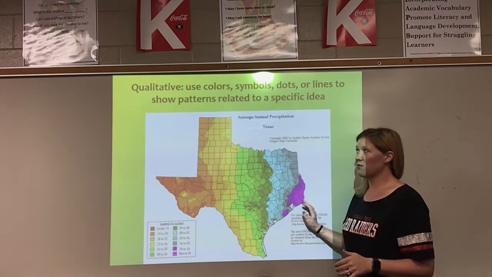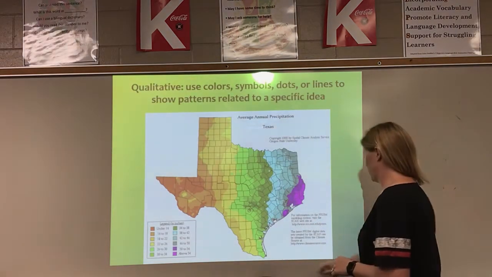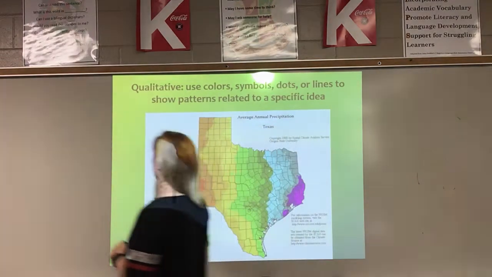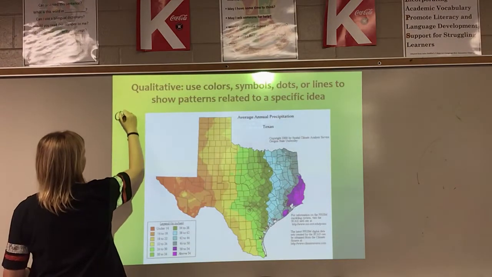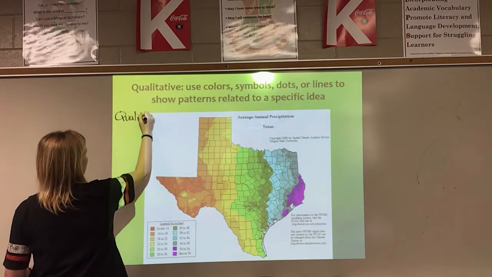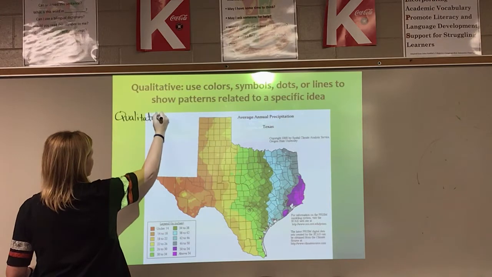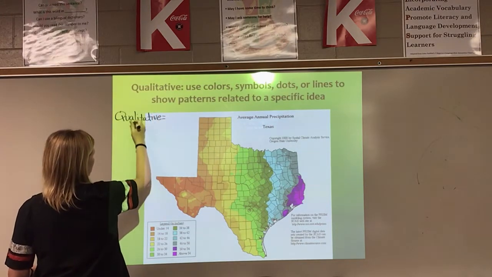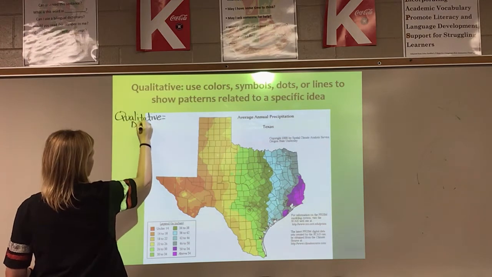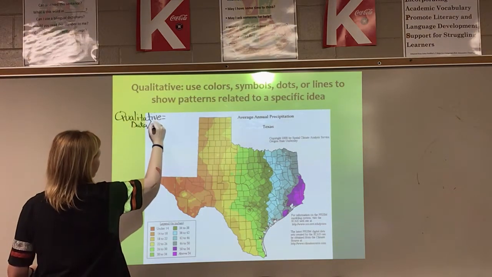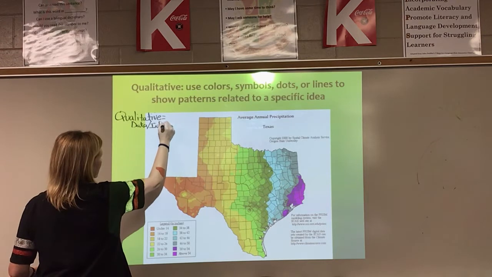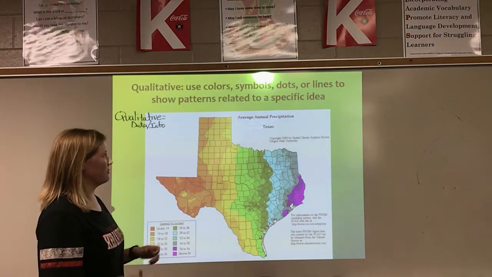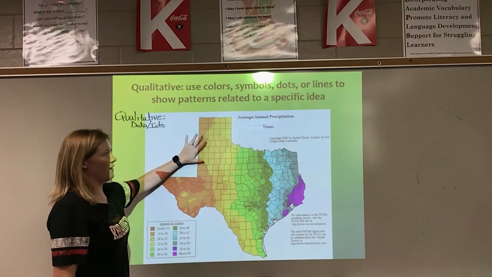So the first of the three types, let me write down the three types so you can keep up. The first is qualitative. Okay, this is showing you data or information. It's trying to show you average precipitation. I don't know if y'all can see that from this video. It's trying to show you annual average precipitation.